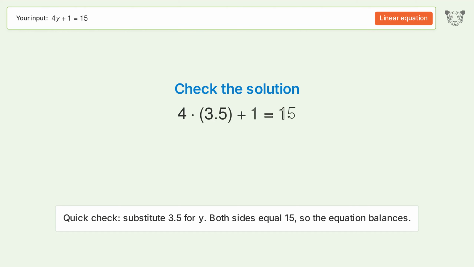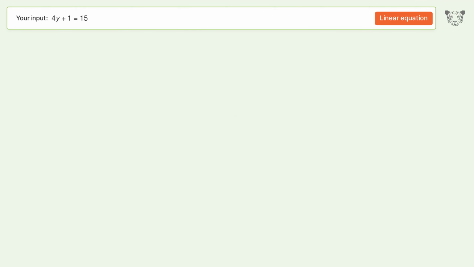Quick check. Substitute 3.5 for y. Both sides equal 15, so the equation balances. So, y equals 3.5.